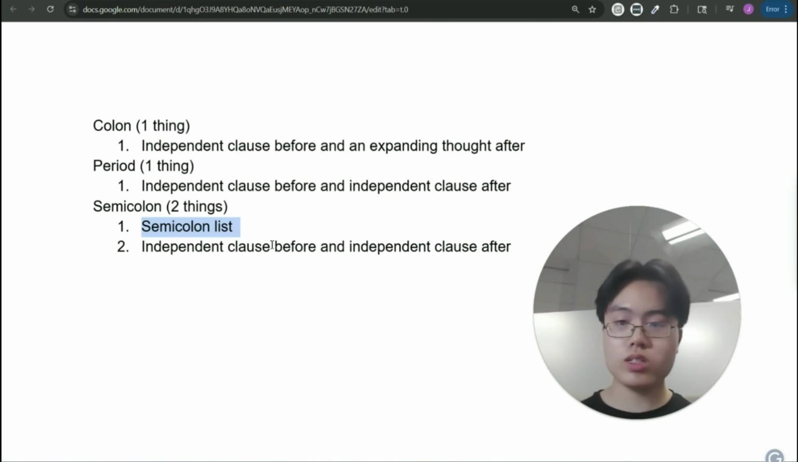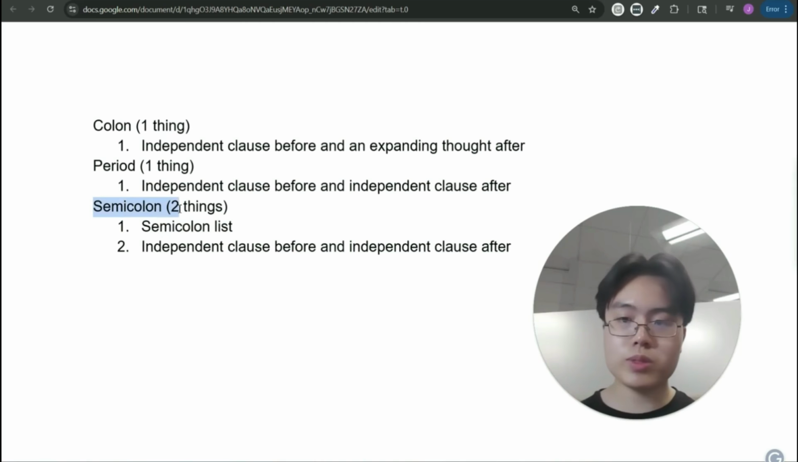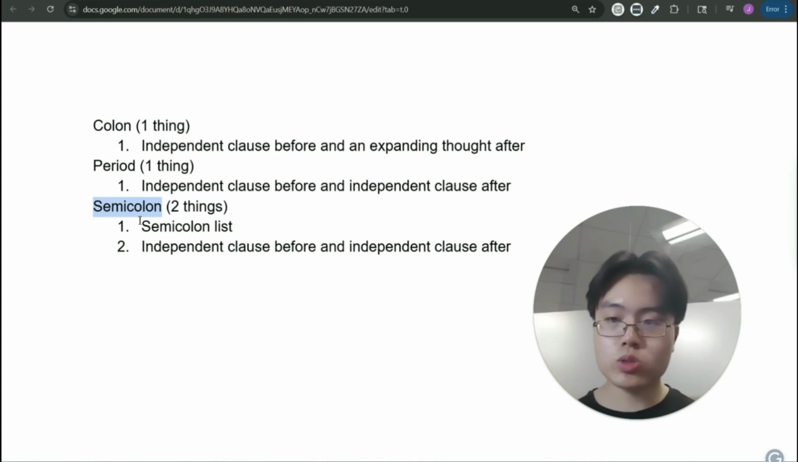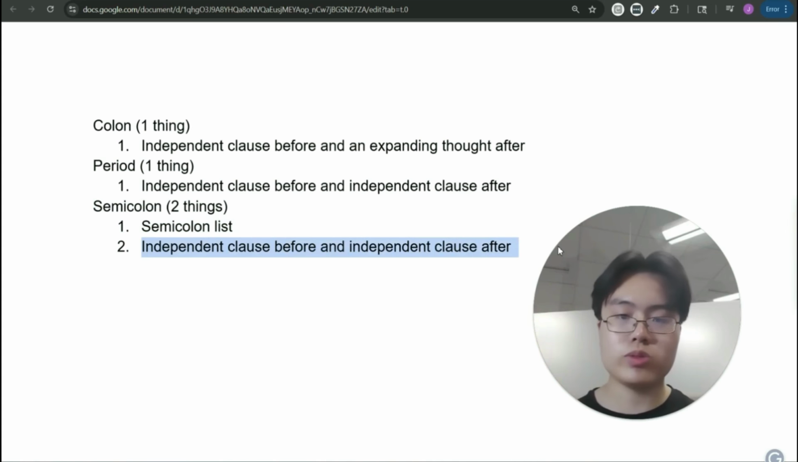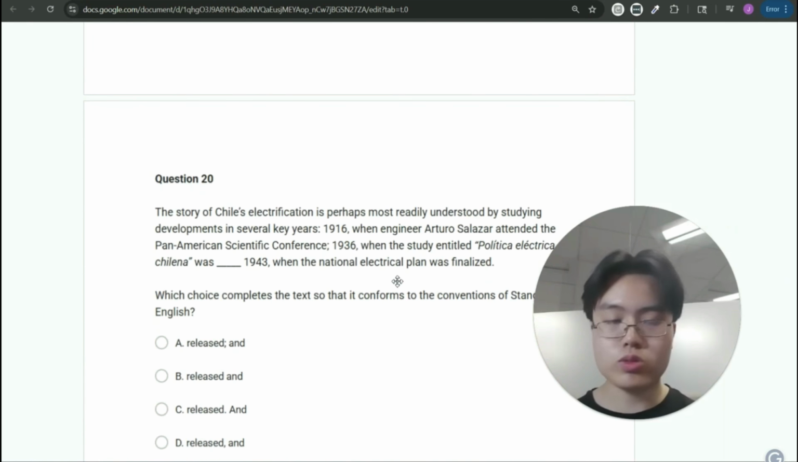Before you even check for independent clauses before and after, you have to check for a semicolon list. Semicolon lists actually aren't that common at all. But when you check for semicolons in general, you have to make sure it's not a semicolon list question first, before you check for independent clauses before and after. Because these are free questions when you do see them, and it's really important that you recognize them.